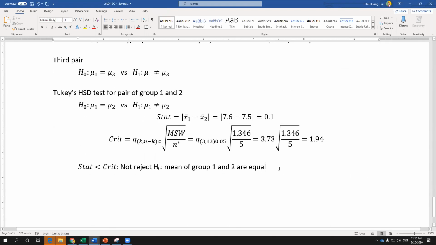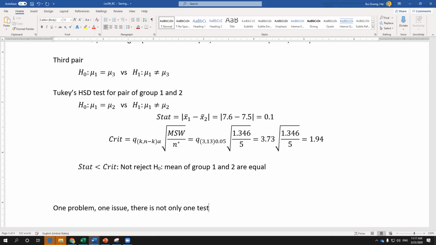Still is the same. Therefore, for one problem, one issue, there is not only one test. Which should be used depends on assumption.